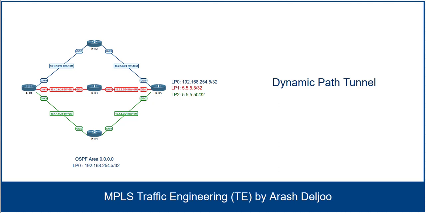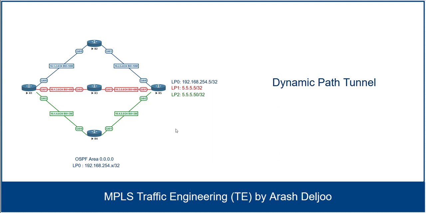In this video, I'm going to explain about the MPLS traffic engineering dynamic path tunnel. Here again, we have 5 routers. And as you can see in this scenario, we have 3 paths between router 1 and router 5: the blue path, the red path, and also the green path. The bandwidth of the blue path is better than the bandwidth of the green and red path.